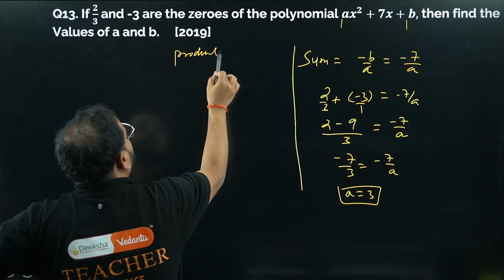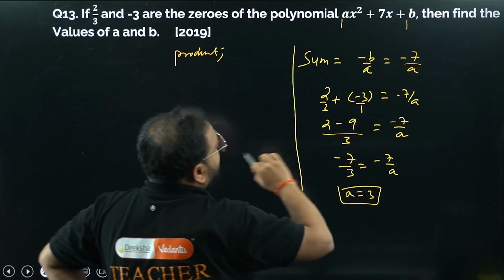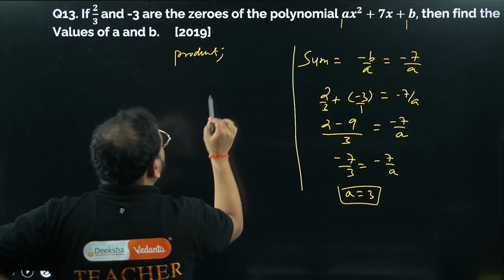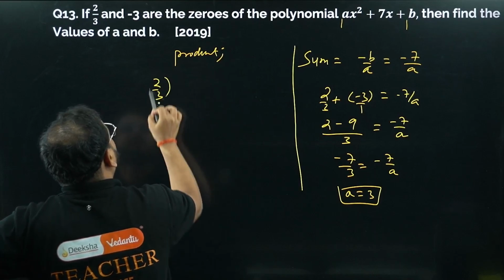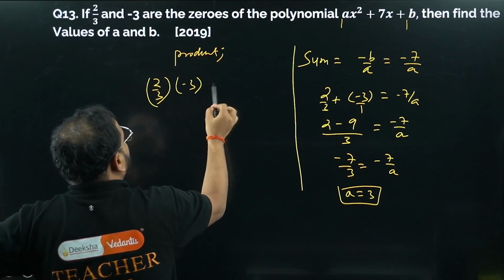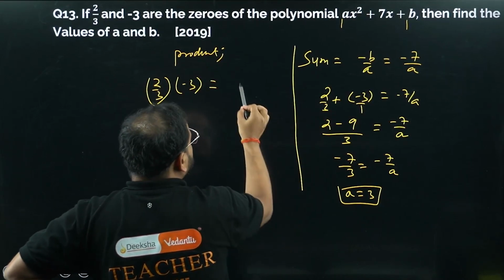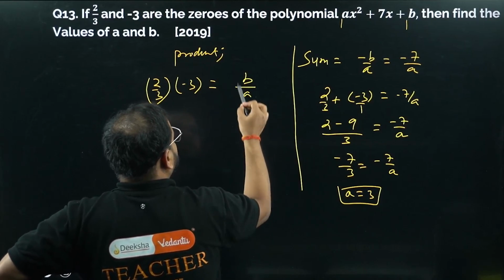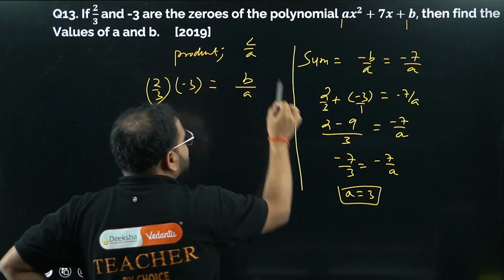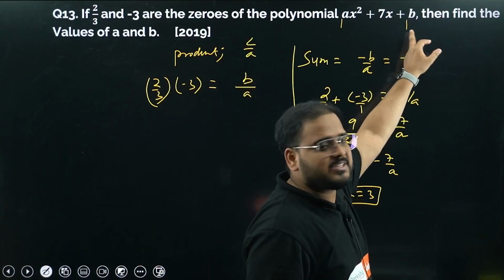Check the product, sir. What's the product going to be? 2 times 3 times minus 3 equals what? Minus, just simply c by a. How much is C? B by a. The formula is what? C by a. But in this case, C is actually equal to B. Please check the constant term.